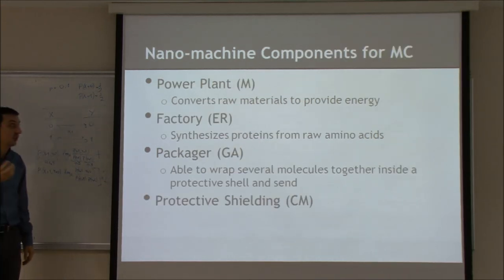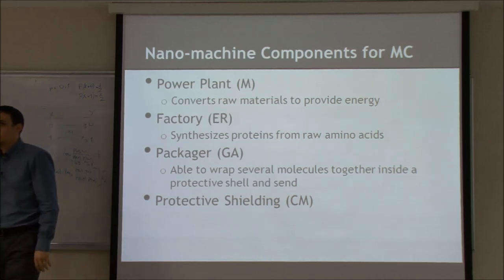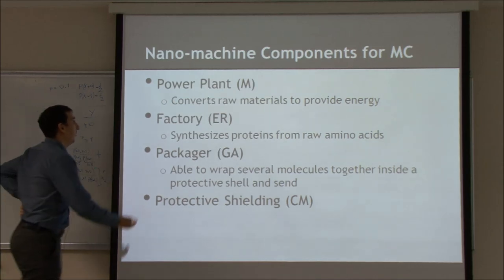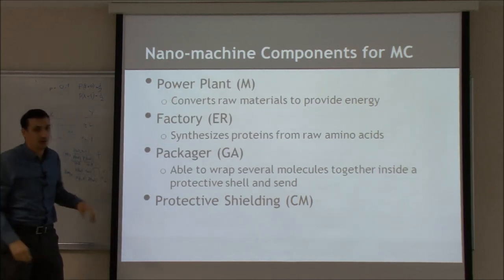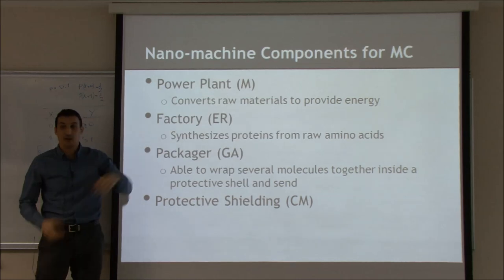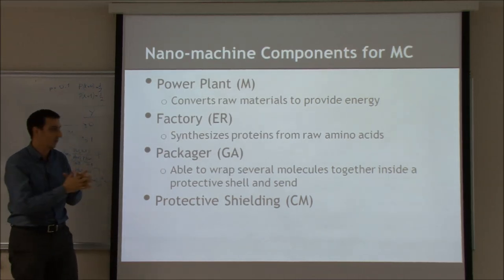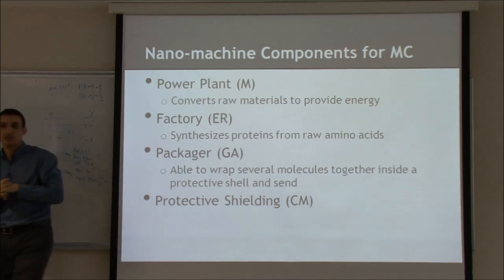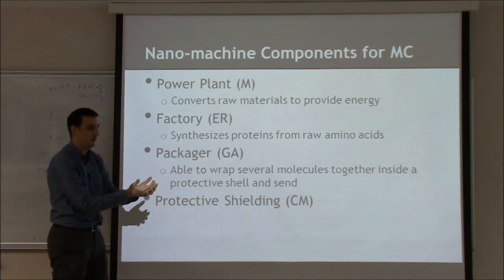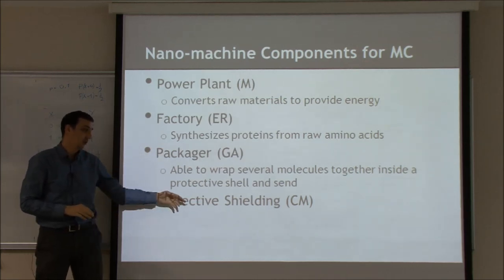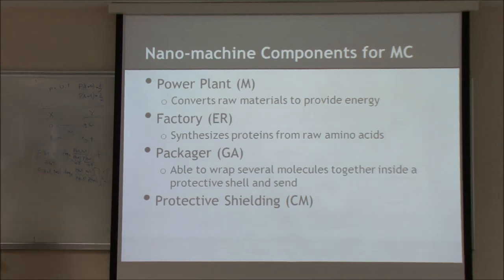So, what do I mean by nanomachine? It's a human engineered machine. It may be a living or non-living thing, but it will mostly have these parts. Power plant. What do I mean by power plant? It will convert raw materials into energy, like mitochondria. It will have a factory for synthesizing proteins or other molecules from raw materials, like endoplasmic reticulum. And a packager, let's say, it will package, wrap several molecules into one in a protective shield, like Golgi apparatus. And protective shielding for itself, not to dissolve in the environment.